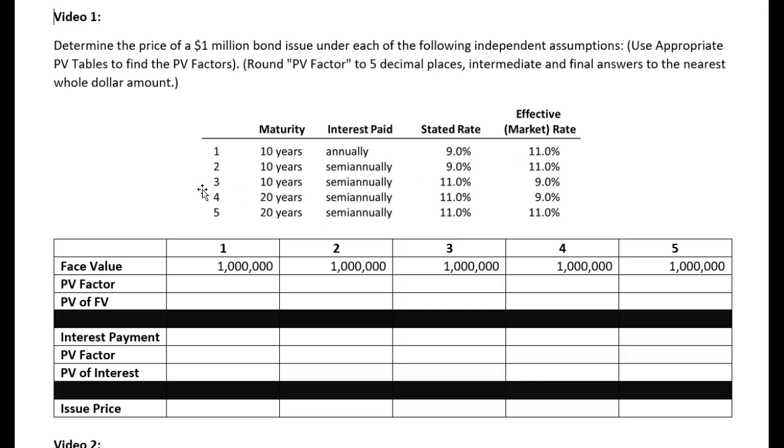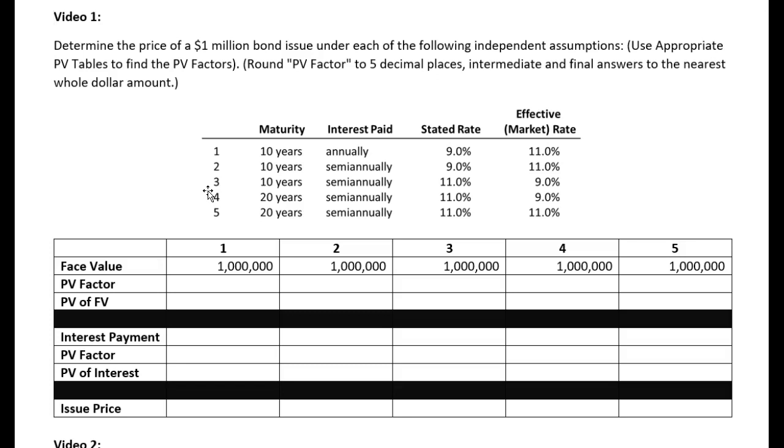So really, to find the price of a bond, we need to find two things and then add them together. So I say it's a three-step process. The first step is to find the present value of the face value of the bond, because that's one stream of cash flow from a bond. It pays the face value back at maturity. So we have to find the present value of that one-time lump sum payment.